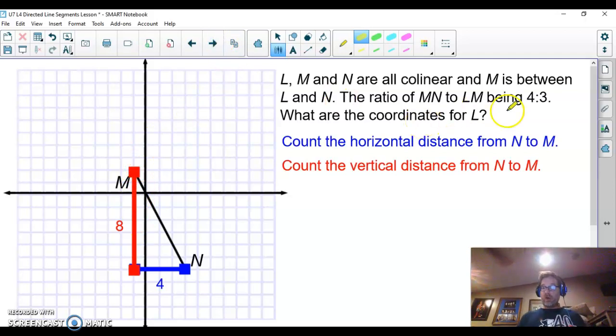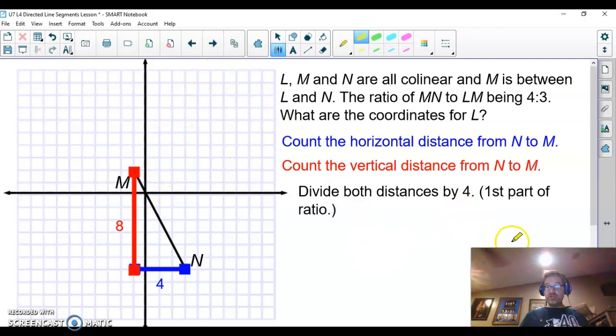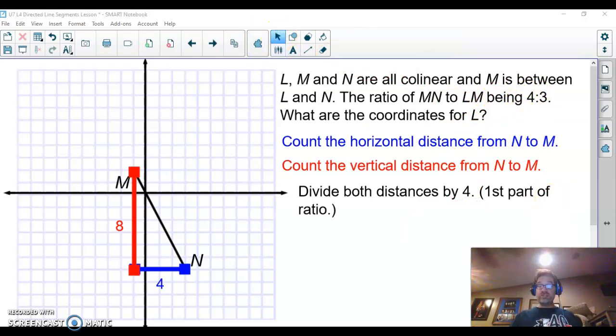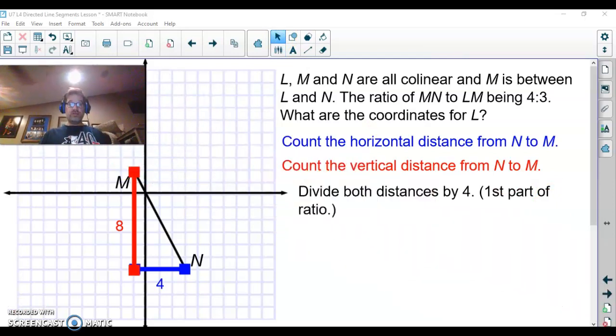If you remember, our ratio, M to N, counts by 4s. 1, 2, 3, 4. 1, 2, 3, 4. 1, 2, 3, 4. It counts twice. So we're going to divide both distances by 4. I got the 4 because it is the first number in my ratio. So 4 divided by 4 is 1. 8 divided by 4 is 2.